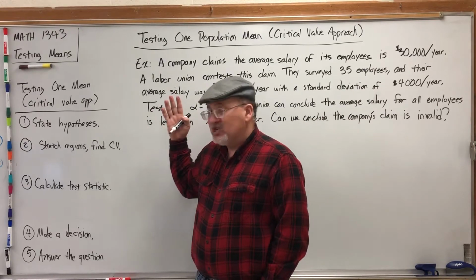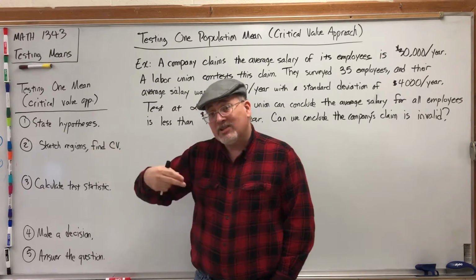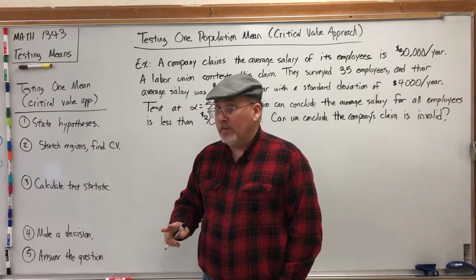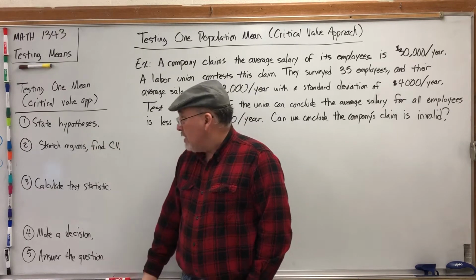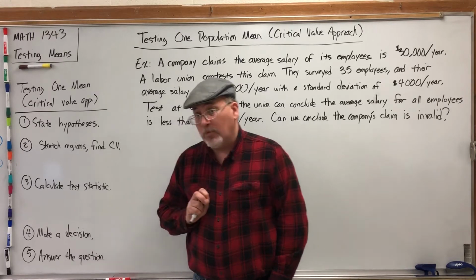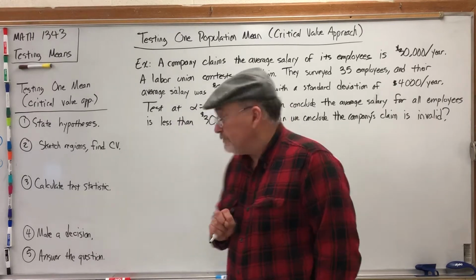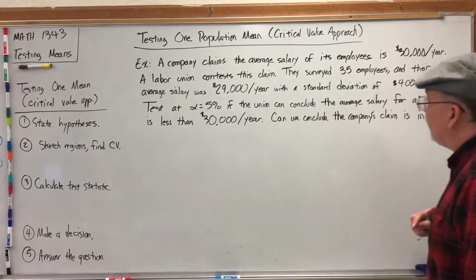As we go through this example, I'm going to point out the things that are different between testing one population mean as opposed to last week's testing one population proportion. The flow is the same, but there are 2 key places where we need to make some changes. All right, so let's take a look at this example.